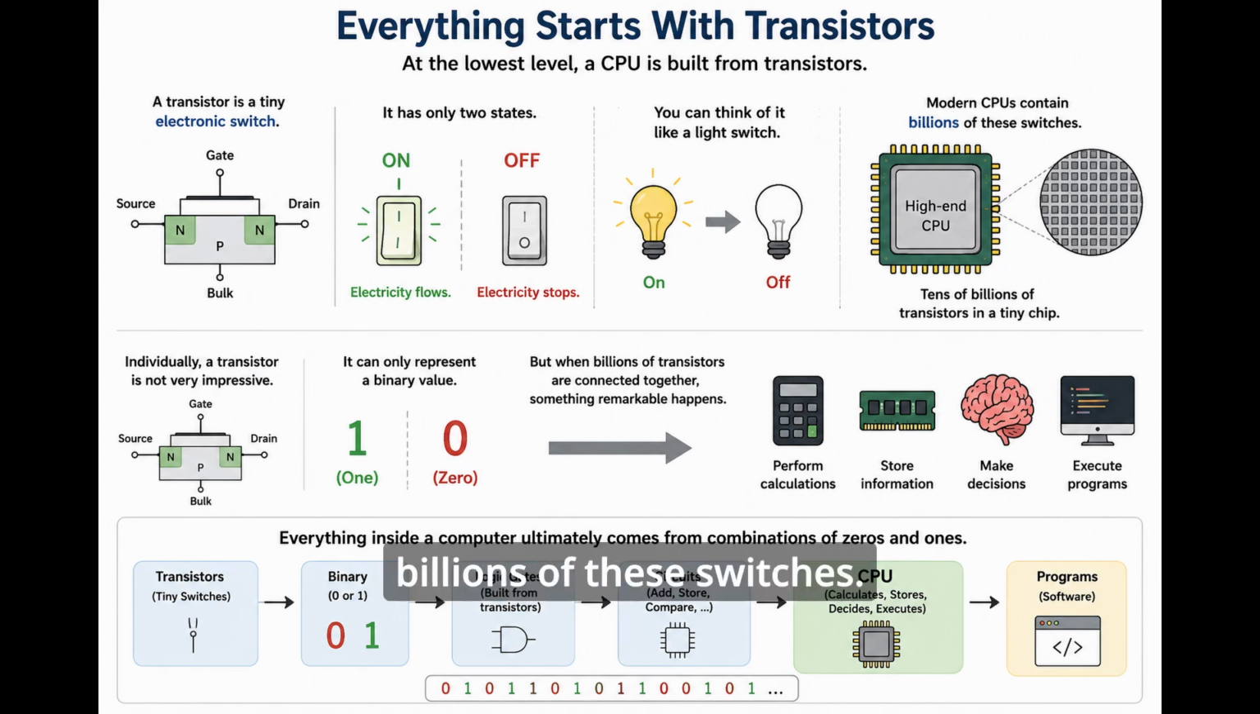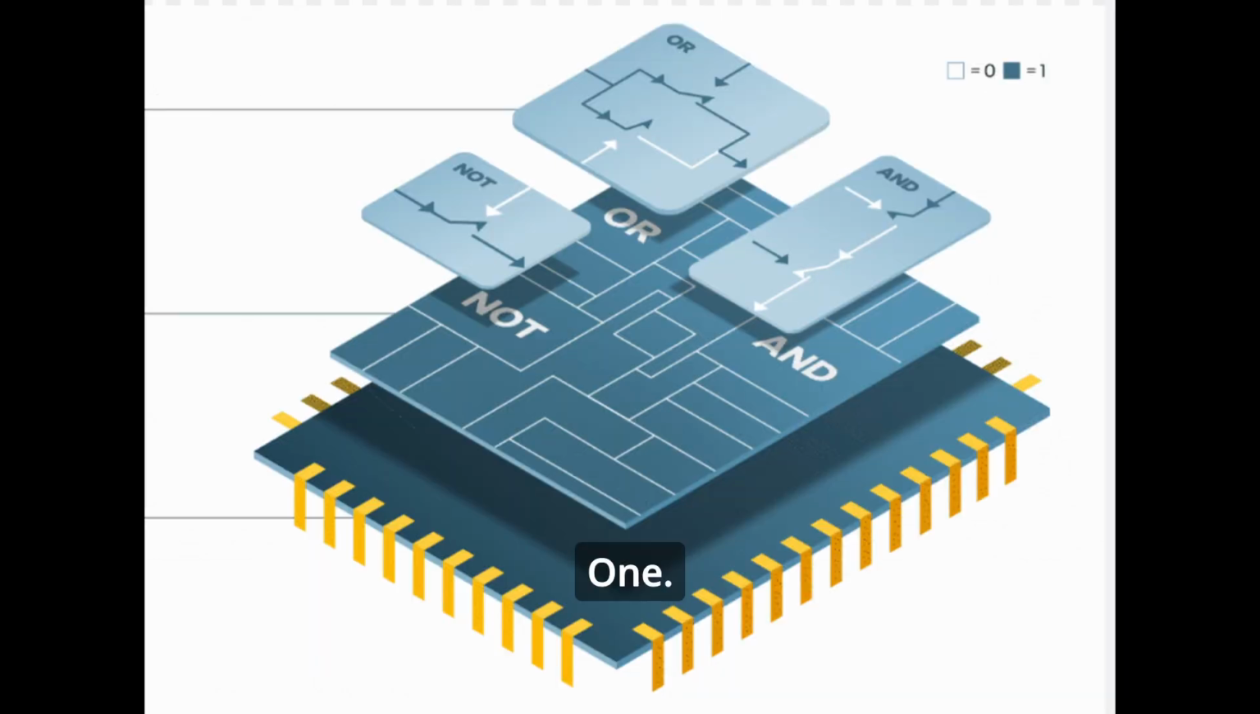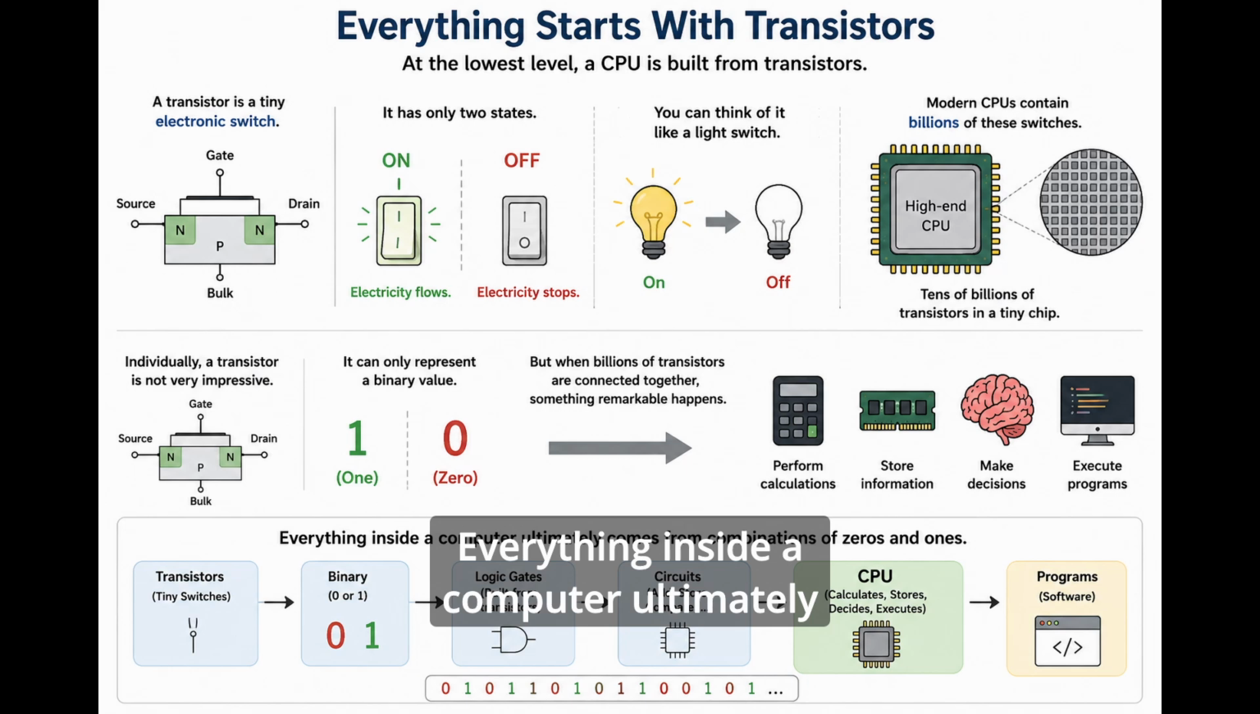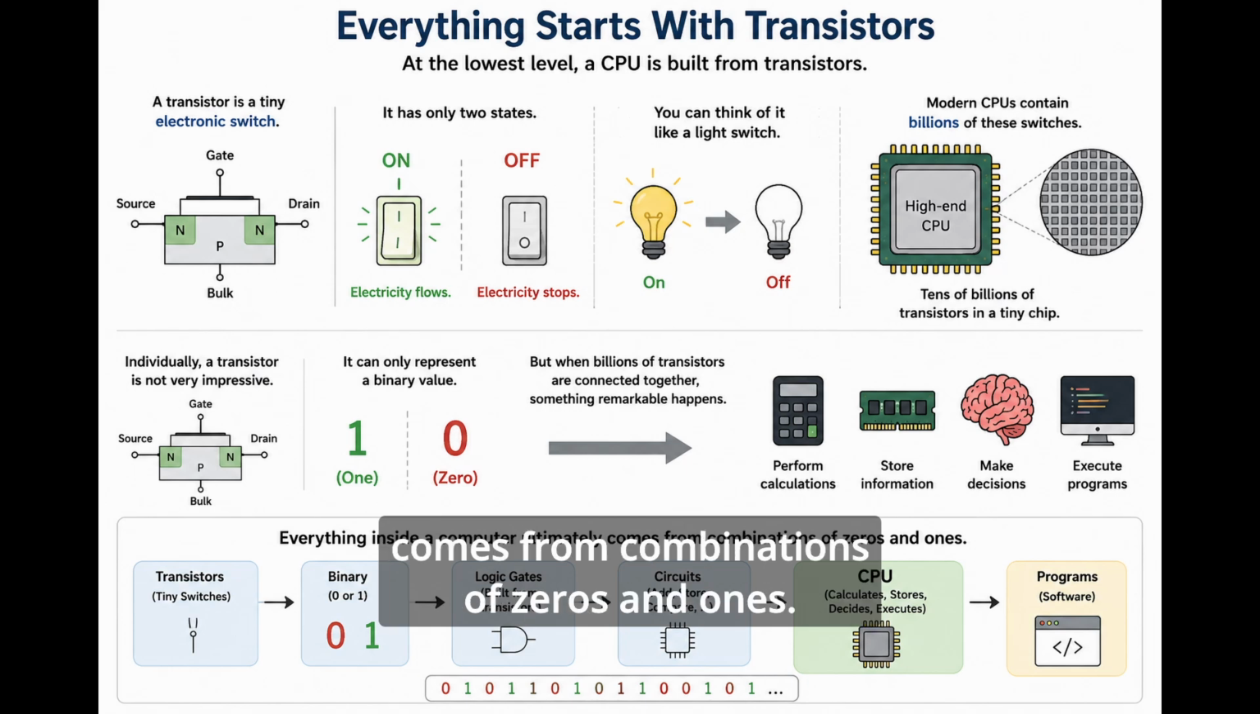Modern CPUs contain billions of these switches. A high-end processor today may contain tens of billions of transistors packed into a small silicon chip. Individually, a transistor is not very impressive. It can only represent a binary value: 1 or 0. But when billions of transistors are connected together, something remarkable happens. They can perform calculations, store information, make decisions, and execute programs. Everything inside a computer ultimately comes from combinations of zeros and ones.